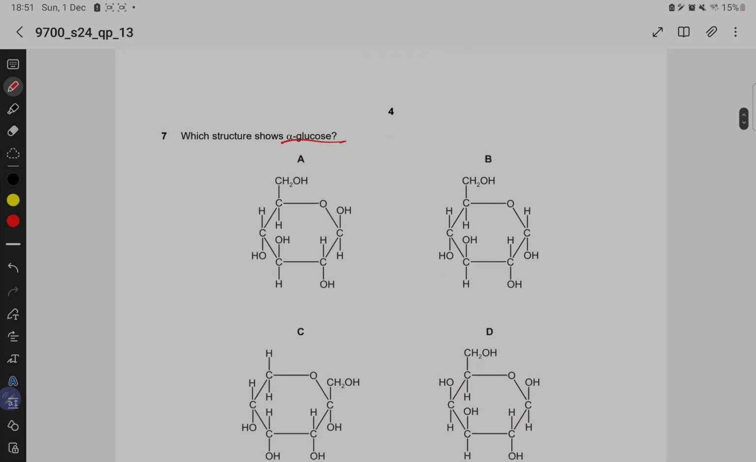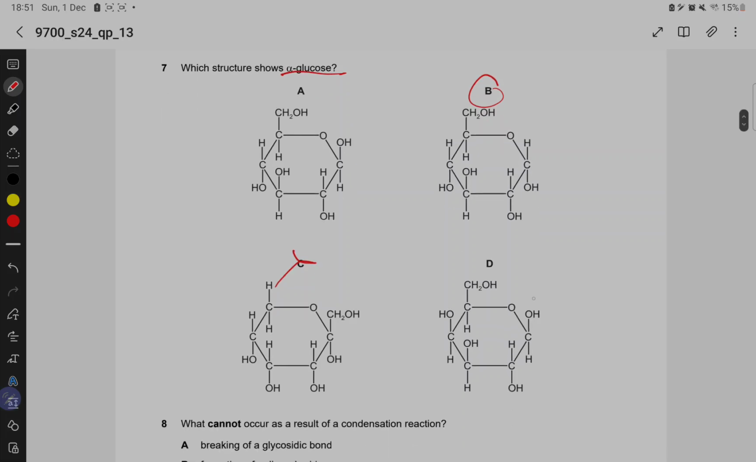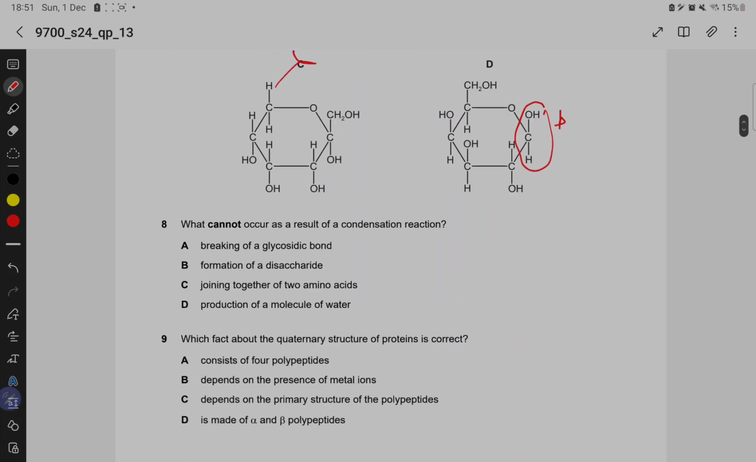Alpha glucose. So it can't be C. Has to have OH at the bottom. So it's B. Because when you see this, you know it's beta. So A and D are wrong.